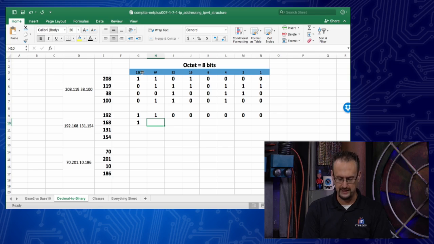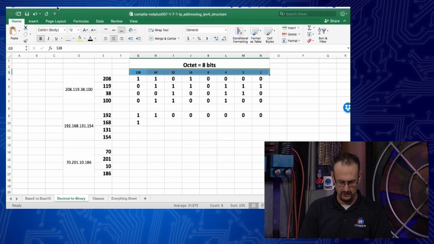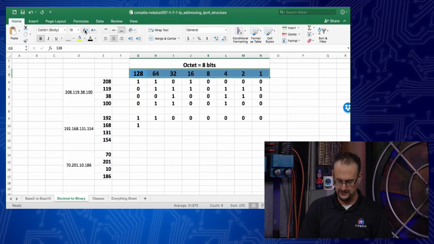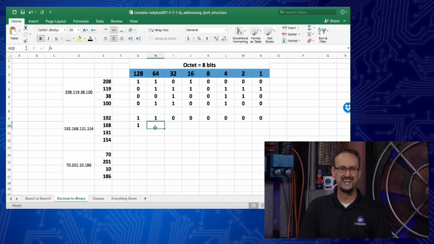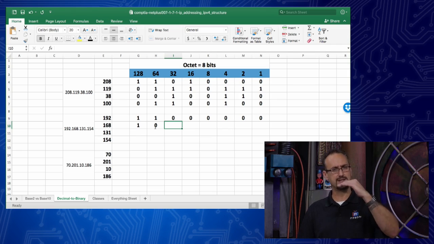Now, let me take a second here and bump these up a little bit so it's easier to see. There we go. Notice we got a remainder of 40, and when I get to the 64 place value, I can't subtract it. So it becomes a false, and that's a binary 0. And then we're going to move to the next position. Now my remainder is still 40, because I couldn't subtract 64 from it, so now I have to take that 40, and I'm going to ask the same question.